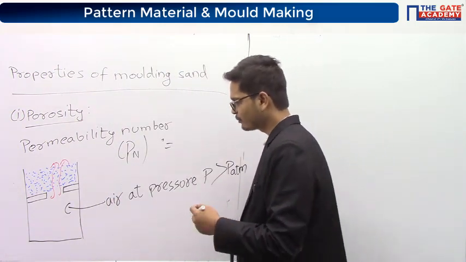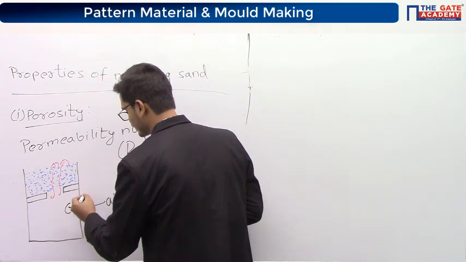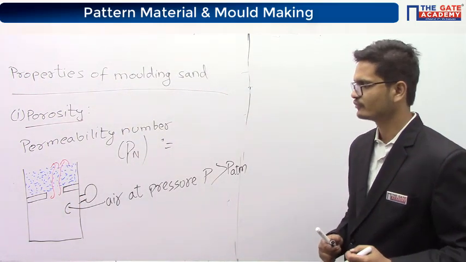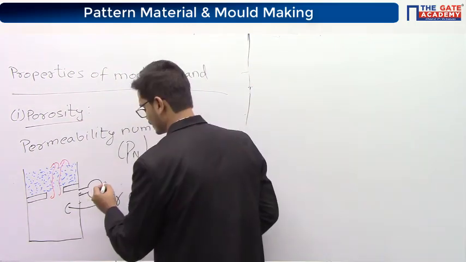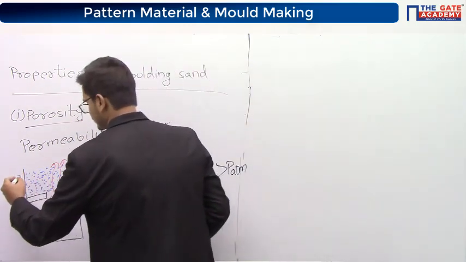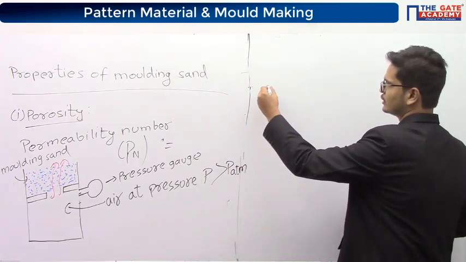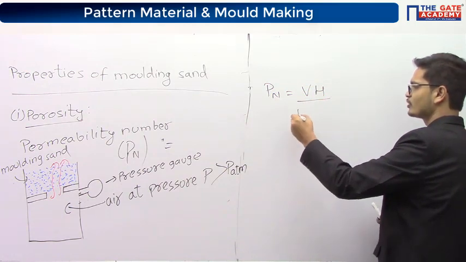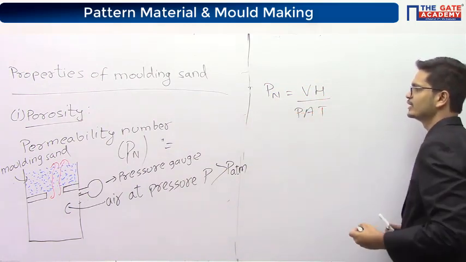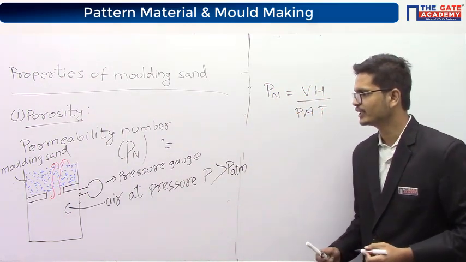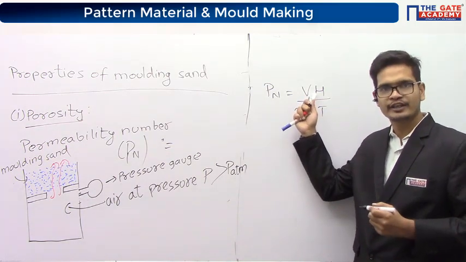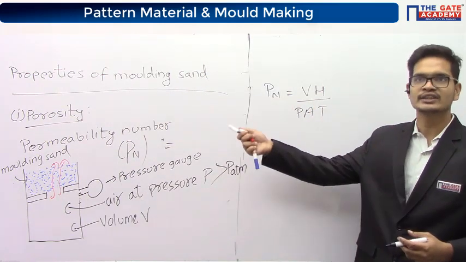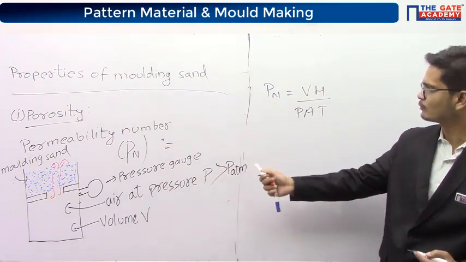And here we'll keep a pressure gauge, and we'll keep monitoring the pressure. This is the pressure gauge. This is the molding sand. Then permeability number will be given as VH upon PAT. Here V is the volume of the air. H is the height of the molding sand.